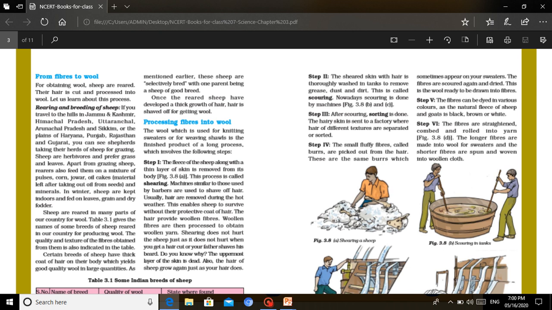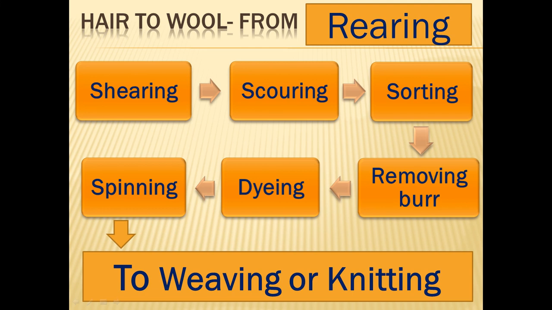Here you can understand that the names of some breeds of sheep reared in our country for producing wool can be shown later. Here one thing you have to understand, that once the reared sheep have developed a thick growth of hair, then hair is shaved off, right? So the first process was called rearing, and after rearing, when the hair has grown to a good extent, then this hair is shaved off. So that shaving off is called shearing.